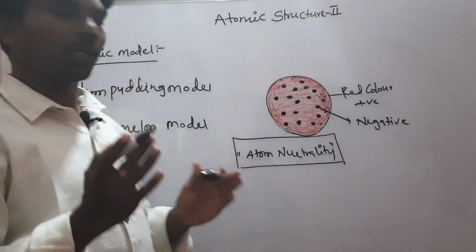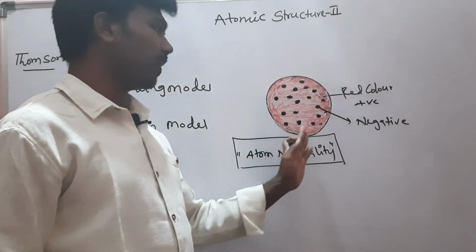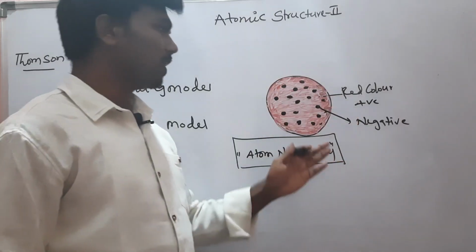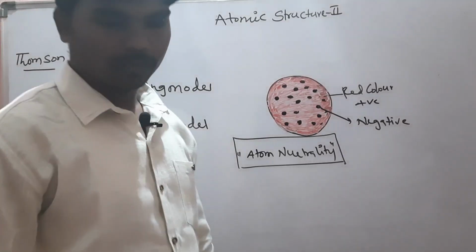So when you cut a watermelon into two pieces, you will see this type of arrangement in the red color. He compared the red color layer with positive charge and the seeds with negative charge. Seeds are embedded in the positive charge.